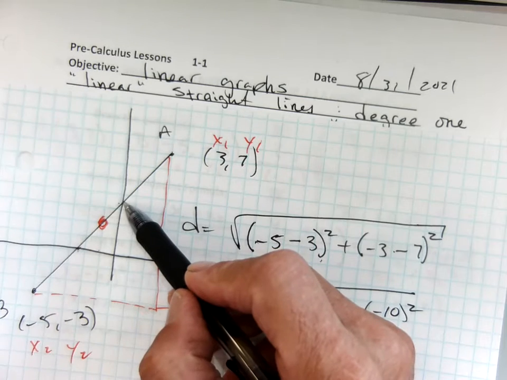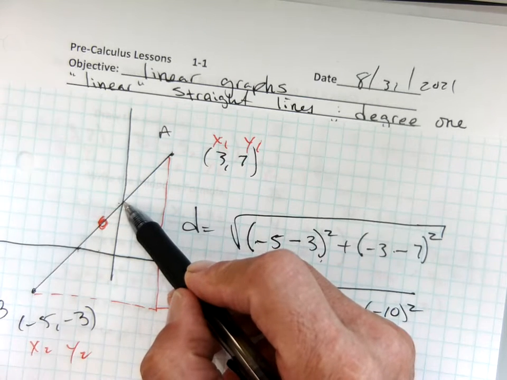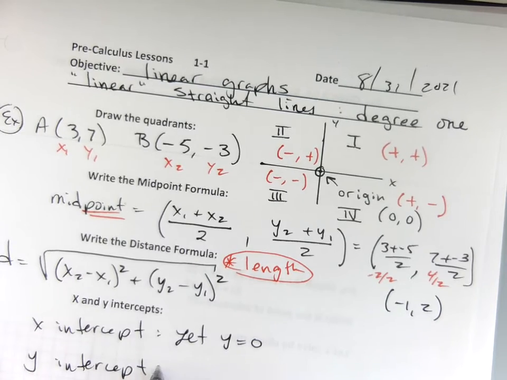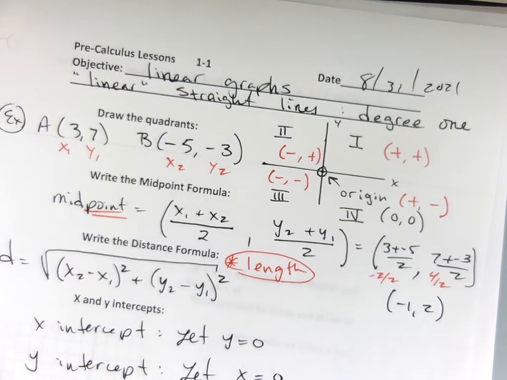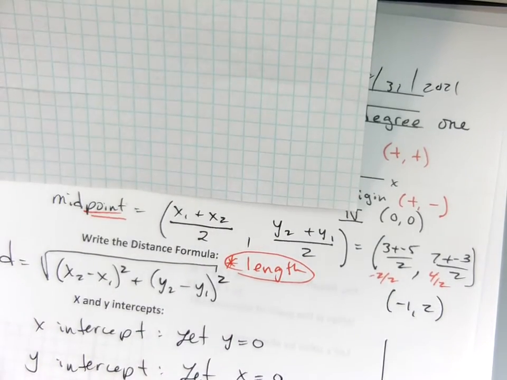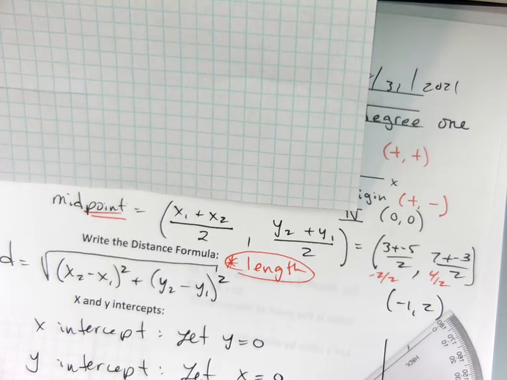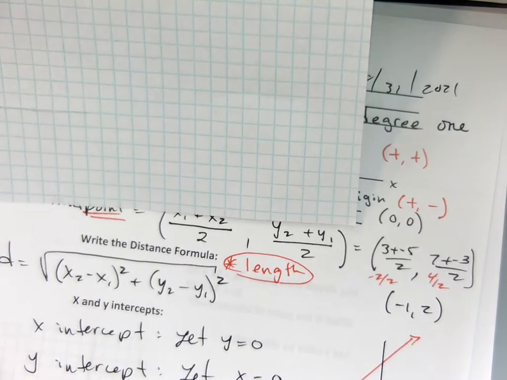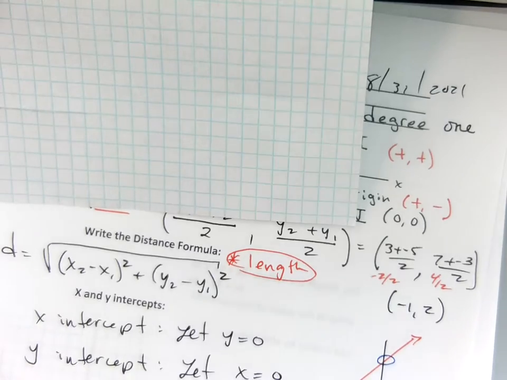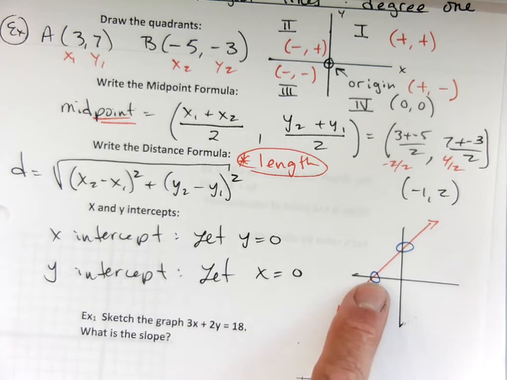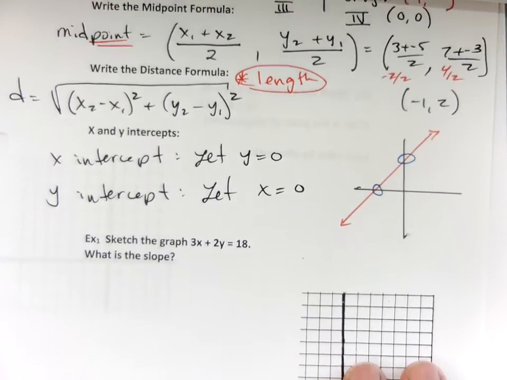Here's my x-intercept. I'm sorry, my y-intercept, I said wrong. Here's my y-intercept. What's the x value? 0. So if I want to find the y-intercept, let x equal 0. I'm going to do a real quick sketch because it's worth having a sketch so we can see what I'm talking about. There they are. X-intercept, y is 0.